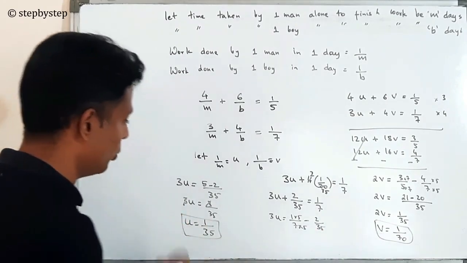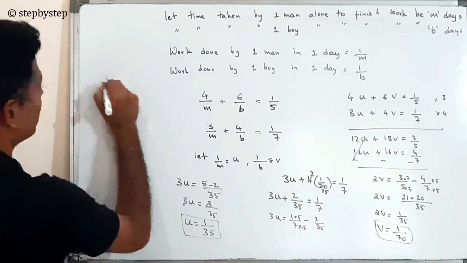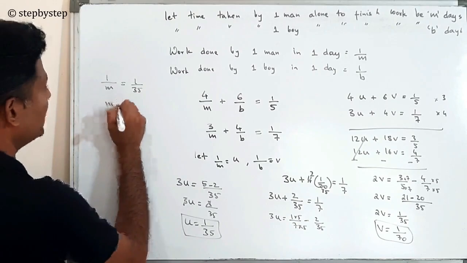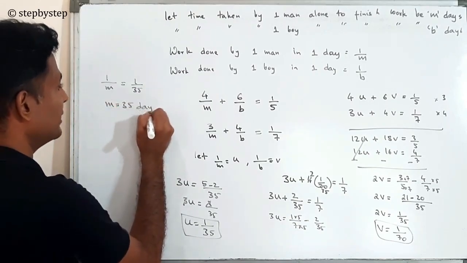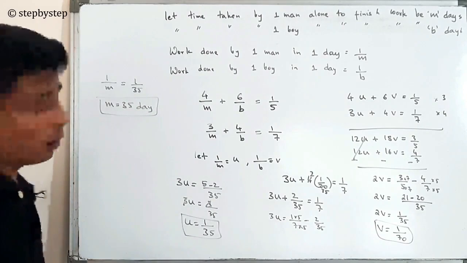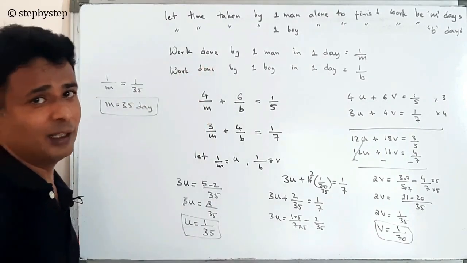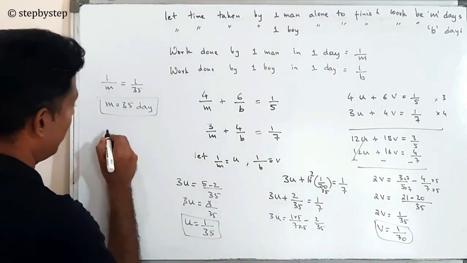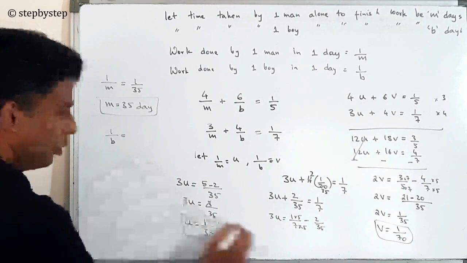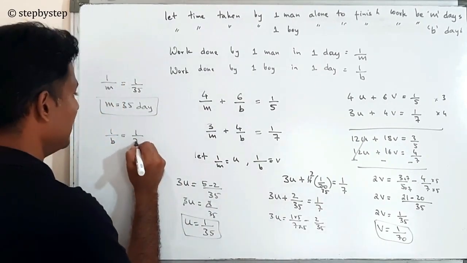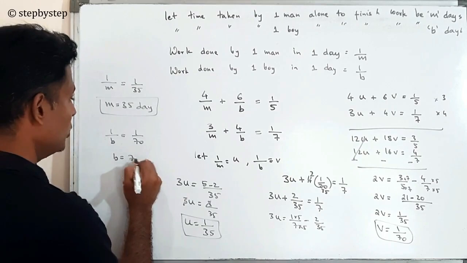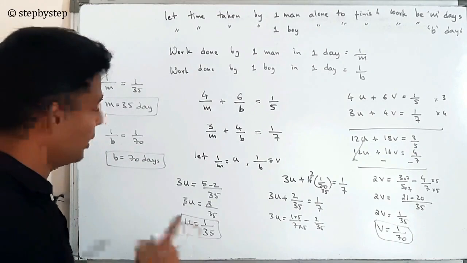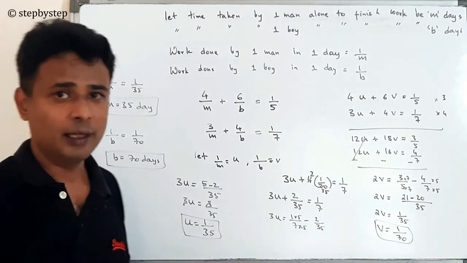Now I have got v and u. But what is u? 1 by m is u. So 1 by 35. So m is equal to 35 days. So we found one man alone will take 35 days to complete the work because m is the number of days taken by one man alone. And here we have 1 by b equal to 1 by 70. So b equal to 70 days. So time taken by one boy alone to do the work is 70 days.